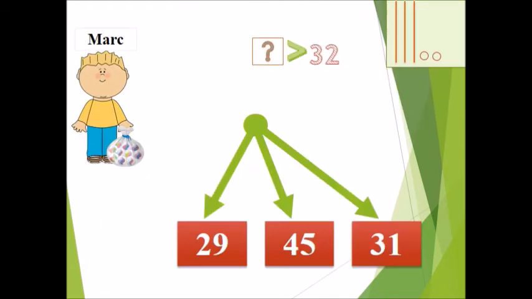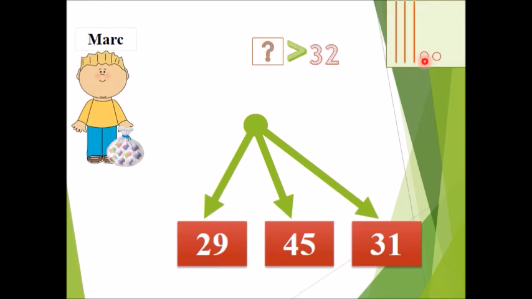Mark collected more marbles than he did in the first game. We already know that in the first game he collected 32 marbles. Now he collected more. This sign means is greater than. So any number that is greater than 32 must be the number of marbles Mark collected in the second game. Here's a model of 32. We have 3 tens and 2 ones.